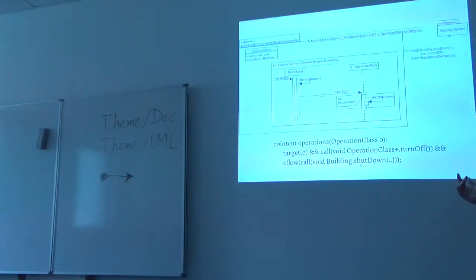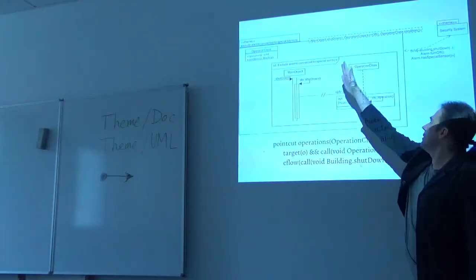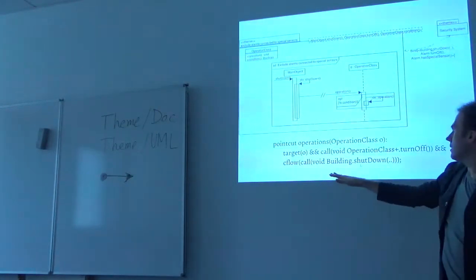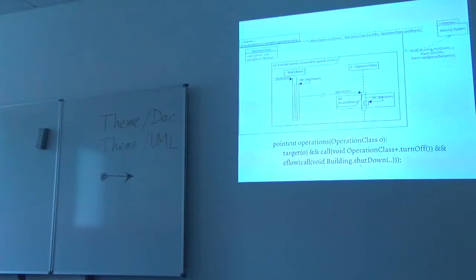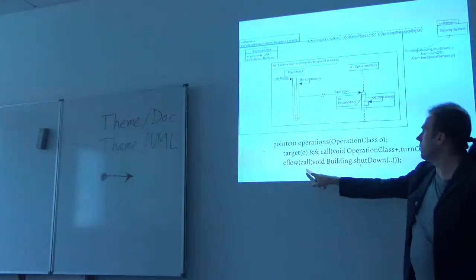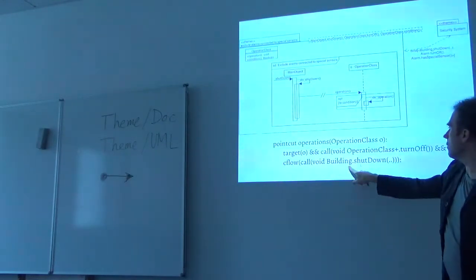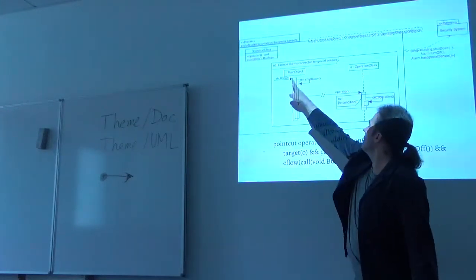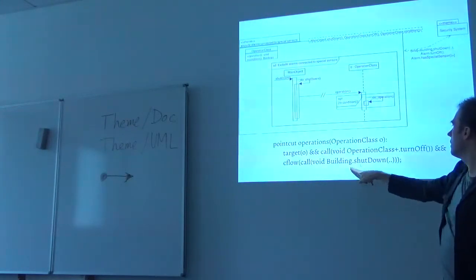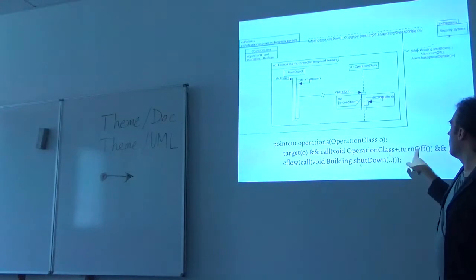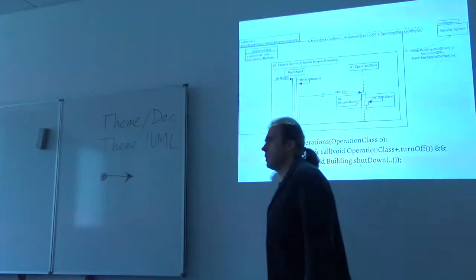It's a kind of an indirect call, whatever levels are there, and our point cut becomes much simpler, just one control flow, because we are actually following the control flow of building shutdown, which is our main object, and then we capture just what we need, the external operations.